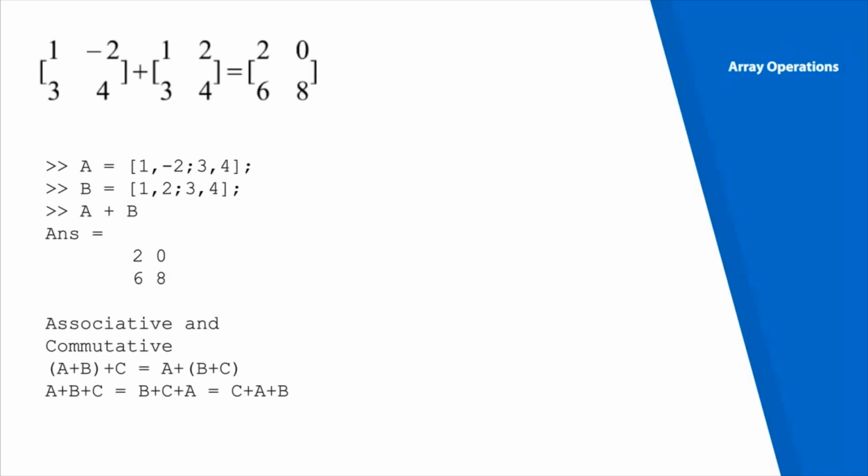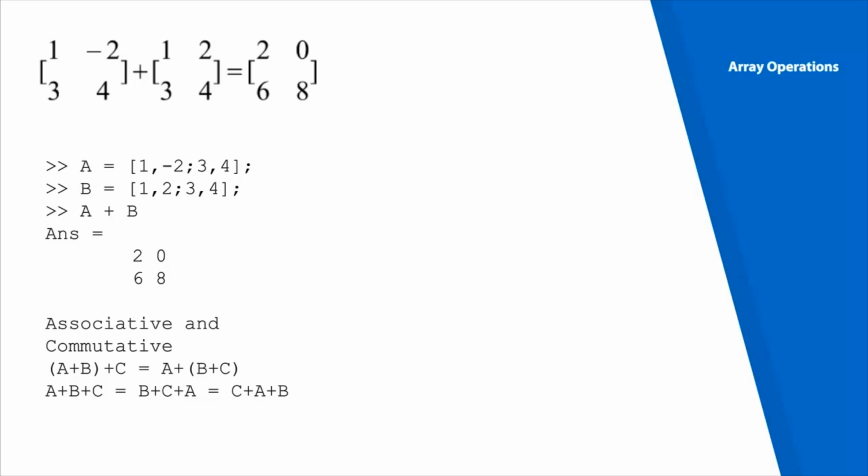Now let's see what are the operations that we can perform on an array. MATLAB has two forms of arithmetic operations on arrays. One is array operation and the other is matrix operation. Array operation in MATLAB is also called element by element operation. Let us start with this array operation, that is element by element operation.